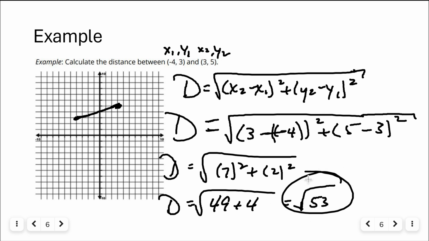Now you can approximate it if you had a calculator. In some cases, they'll let you use a calculator. But the square root of 53 is the exact answer. That's how far it is from here to here. This distance is the square root of 53. That's what we just found.